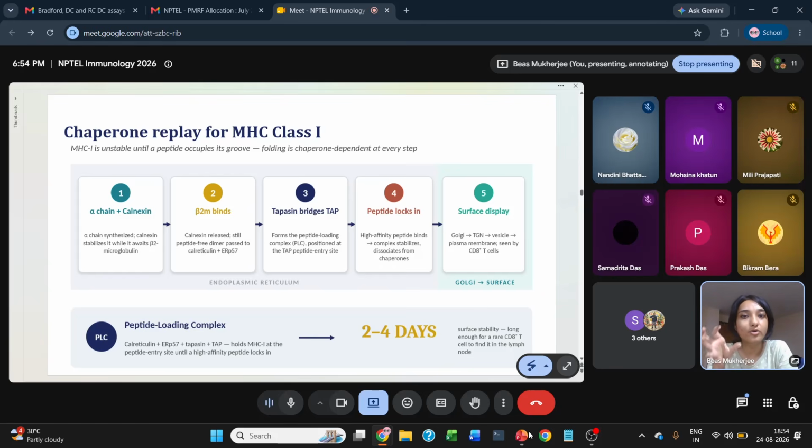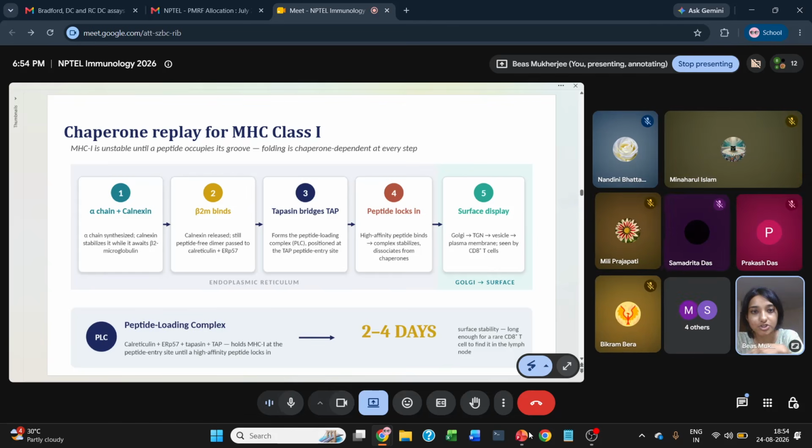Folding is chaperone dependent at every step. Now see what happens. This peptide-free dimer is passed to calreticulin plus ERP57. This is another protein. Then what happens? Tapasin bridges TAP. So tapasin forms the peptide loading complex positioned at the TAP peptide entry site, and the peptide is locked in. So high affinity peptide binds and the complex is stabilized and dissociates from the chaperone.